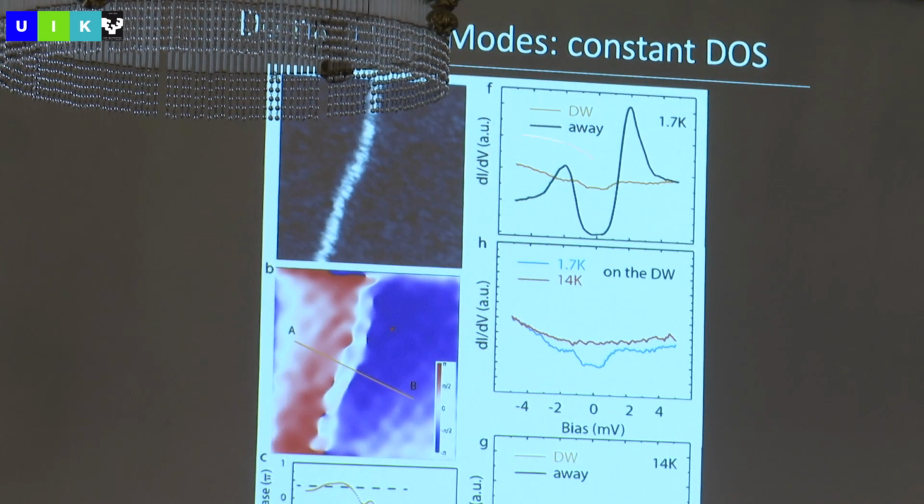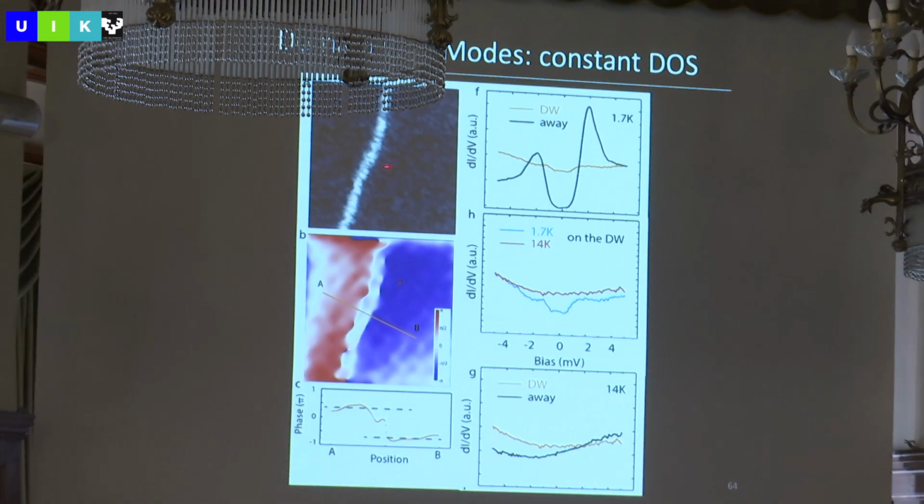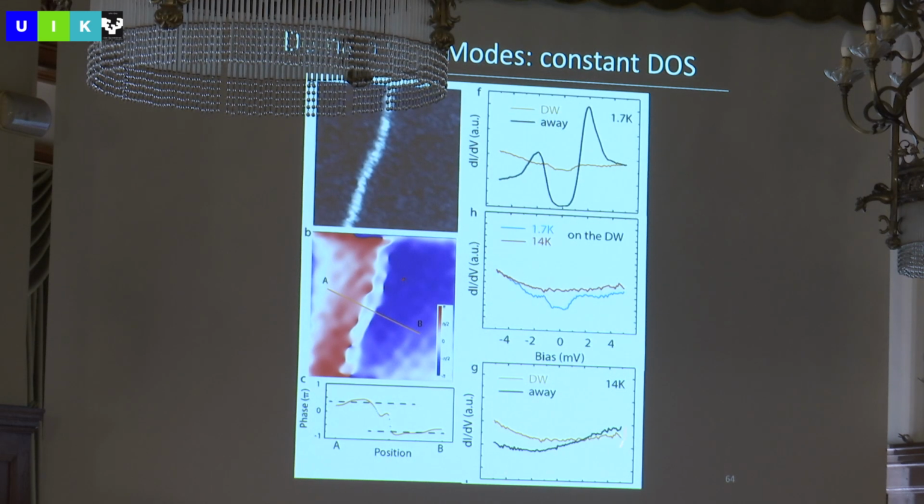And then let's do some temperature dependence to see if there's something about the domain wall that's different. At high temperatures, at 14 Kelvin, both spectra away from the domain wall and on the domain wall look pretty much the same. There's no difference between them. Here's a spectrum on the domain wall at 1.7 Kelvin and 14 Kelvin. By the way, TC is about 12 Kelvin, okay? So at 14 Kelvin, this is a spectrum on the domain wall. At 1.7 Kelvin, below TC, this is the spectrum on the domain wall. So this is clearly connected to superconductivity.